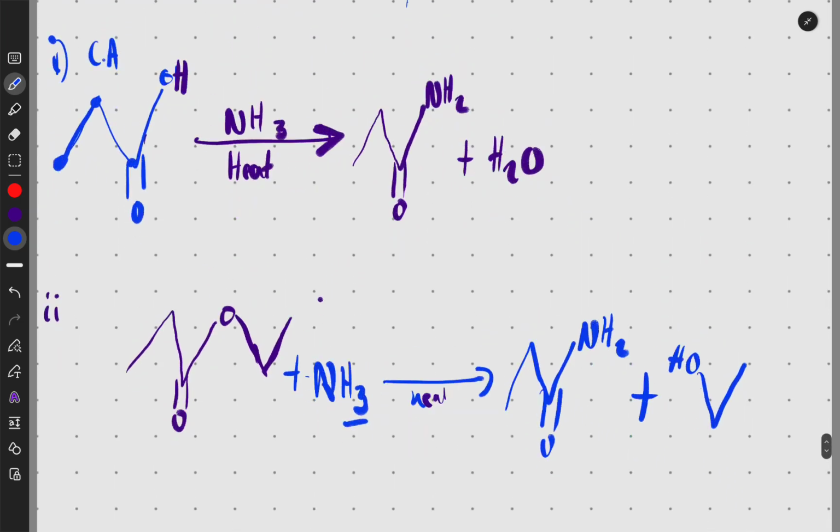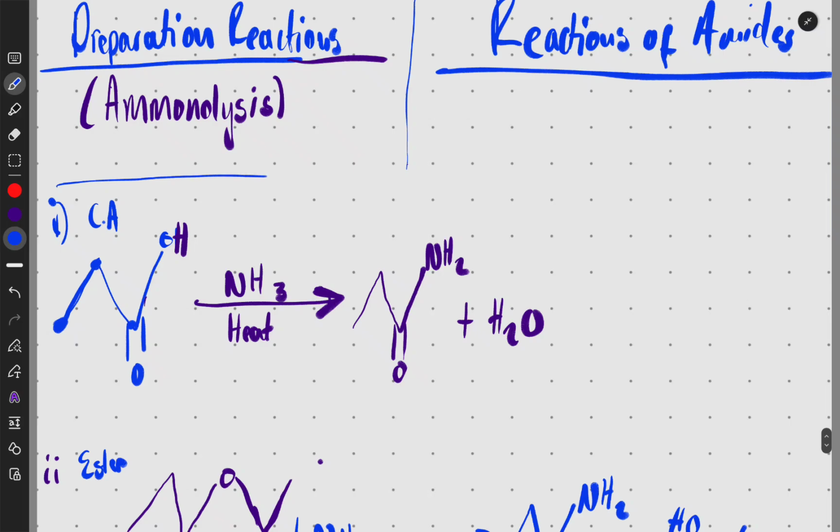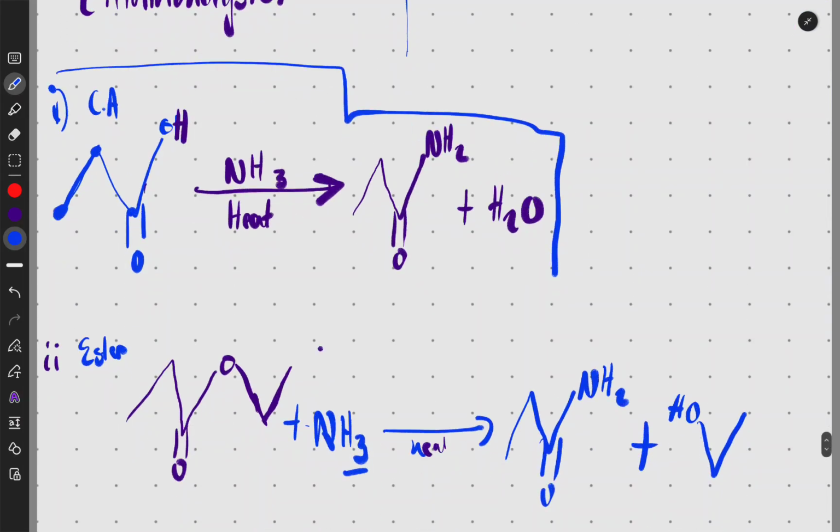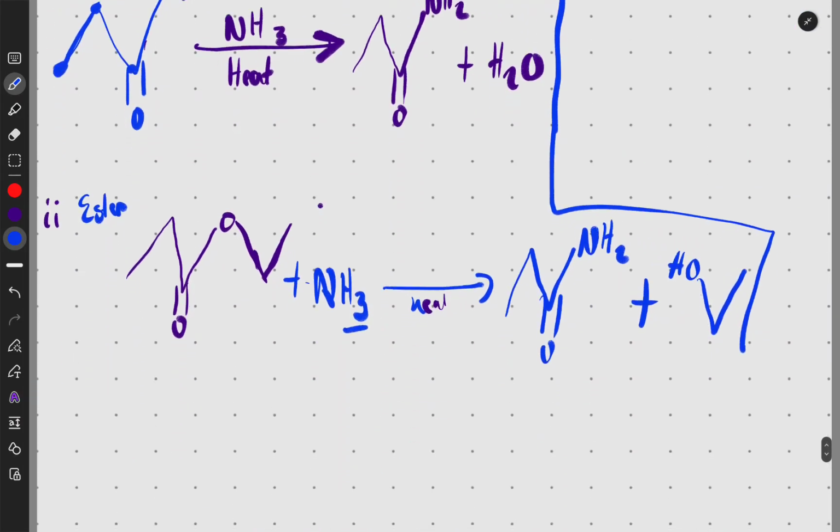So here we have ammonolysis. This one was of an ester. Okay. So these are the preparation reactions of amides, and you are done. If you can do these 2, then you can prepare an amide.